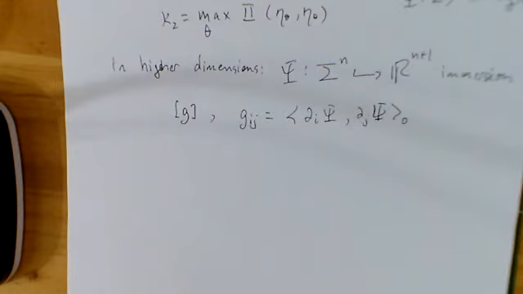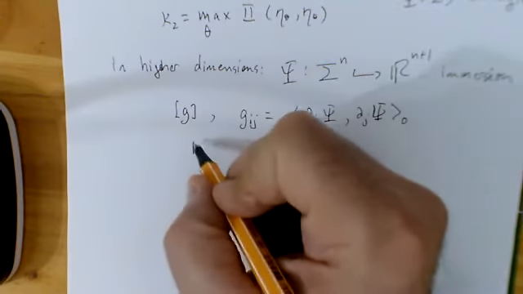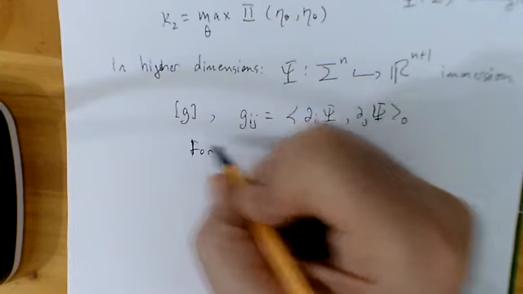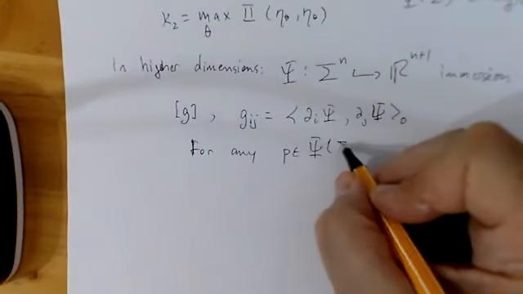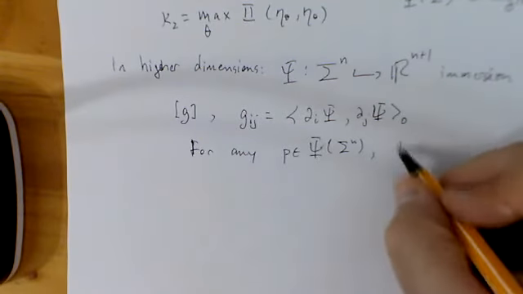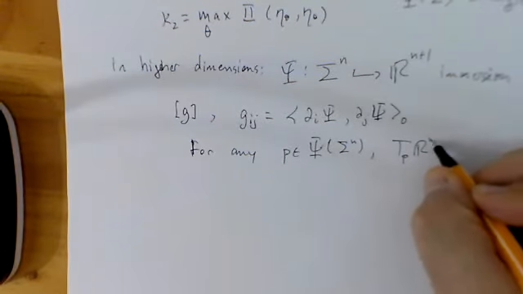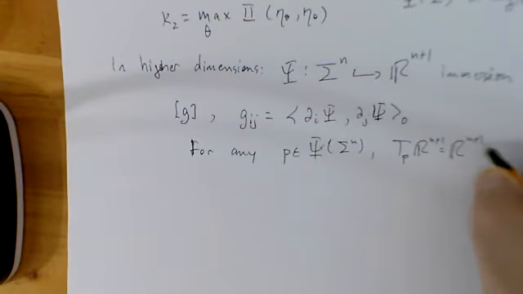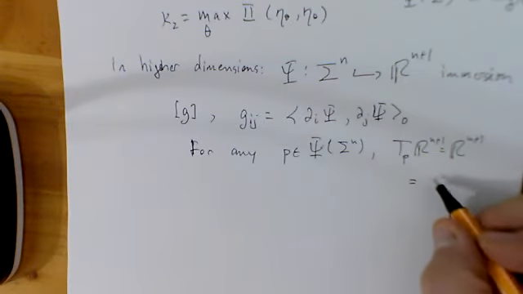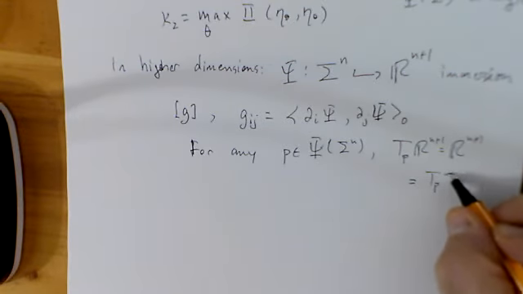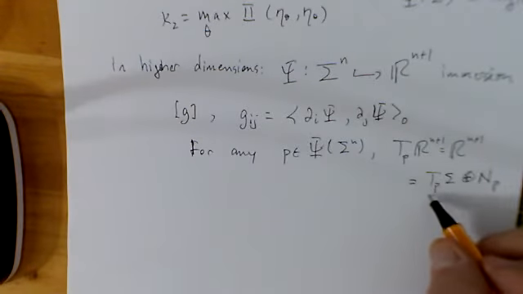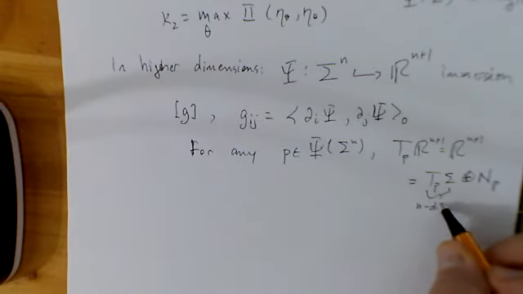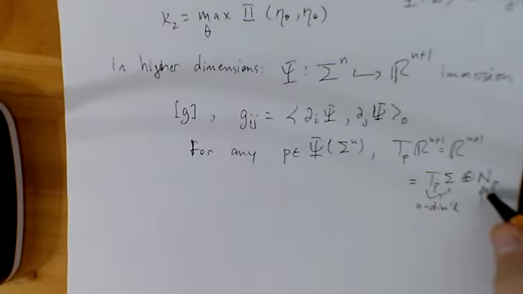I can still choose a local unit normal, because at any point P in my image, the tangent space will decompose into an orthogonal sum of an n-dimensional tangent space together with one orthogonal direction.